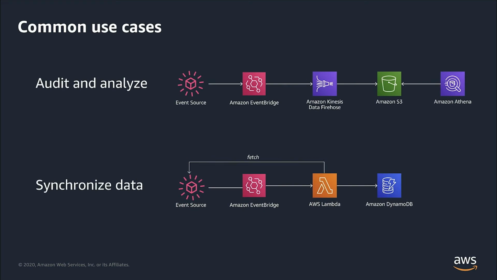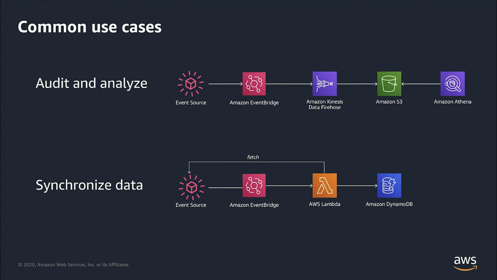You can audit and analyze events by sending events to Amazon Kinesis Data Firehose, where you can capture, transform, and deliver data to Amazon S3, where you can use Amazon Athena to query and analyze the data using standard SQL. You can synchronize data from disparate systems. For example, use changes in customer data in your customer relationship management system to trigger workflows in other systems by sending an event to EventBridge when the status of an opportunity changes to closed won, and trigger a workflow that will synchronize the changes in DynamoDB.